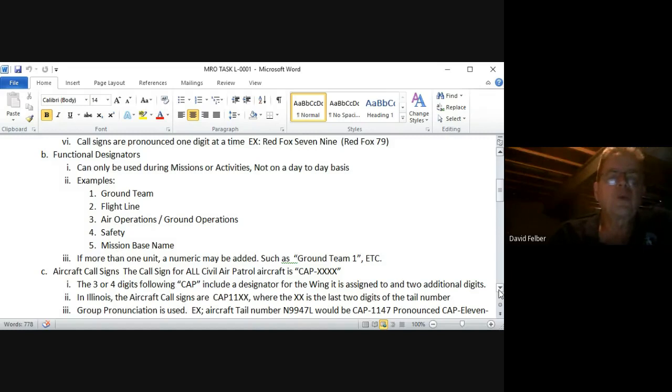If there's more than one unit, you may add a numeric to it, as I mentioned earlier, such as Ground Team 1, Flight Line 1, Flight Line 2. A mission base functional designator can include the name of that mission base. If there's a practice mission running out of Alton, we would use Alton Mission Base to identify where that mission base is located. Again, it was mentioned in ICUT, you cannot use Ground Team Alpha, Bravo, Charlie. It has to be a number.